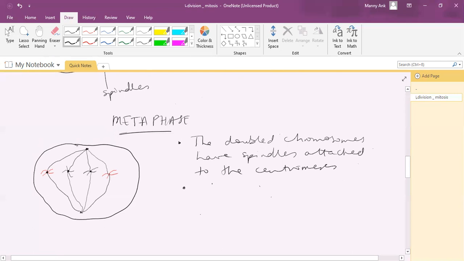And then we said that they line up at the equator. The chromosomes line up at the equator of the cell. So you have a single file like this.